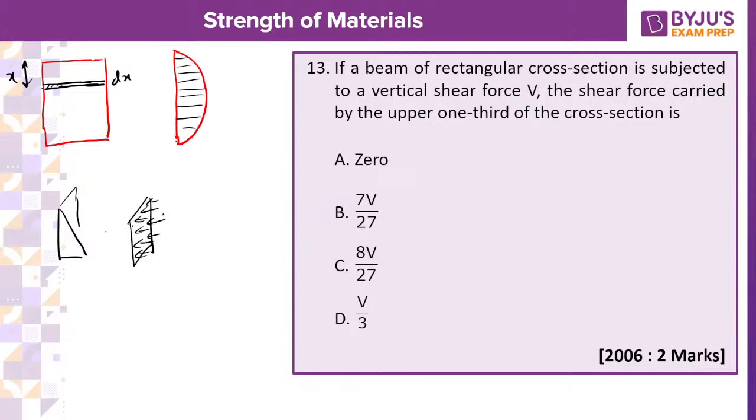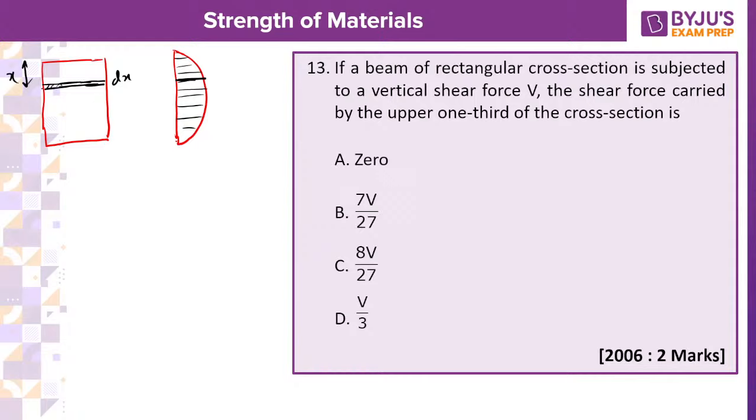In the previous question, the bending stress was varying linearly, so we took the average of the two values and multiplied it with the area. This time it is not varying linearly at all. So if there is no linear variation, we can go for integration. First of all, find out the shear stress acting at a depth x, the shear stress variation.